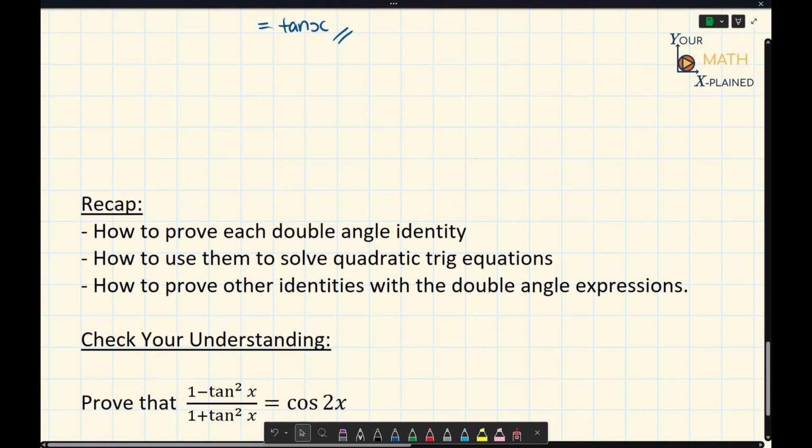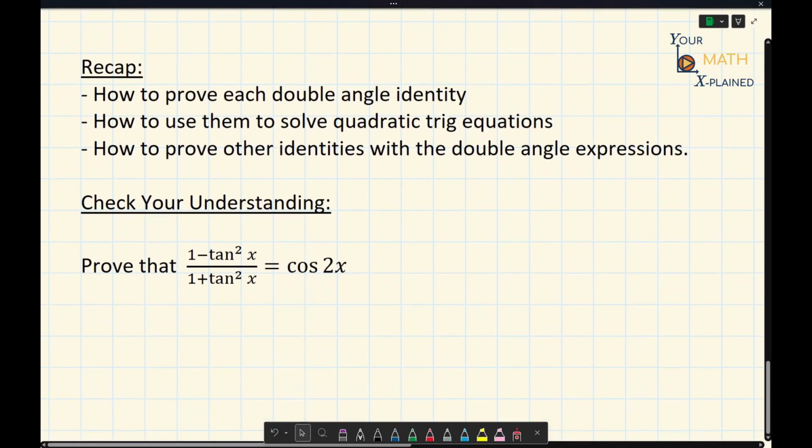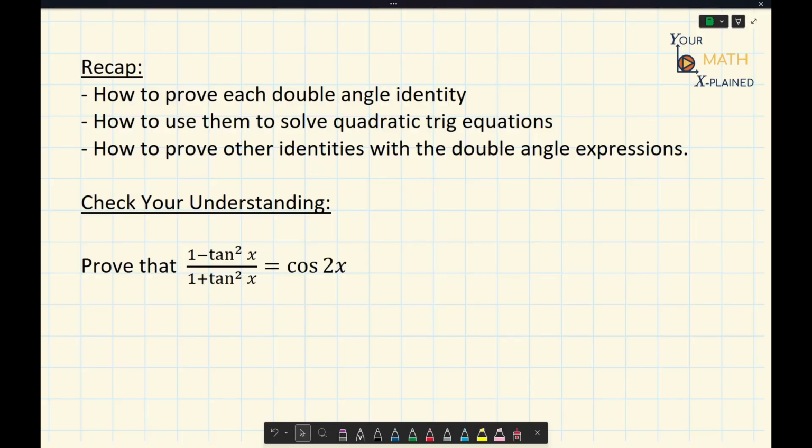And now let's do a quick recap of what we went over in this video. We have now proved all of our double angle identities, and we looked at how to use them to solve quadratic trig equations. We also learned how to prove other identities with these double angle expressions.